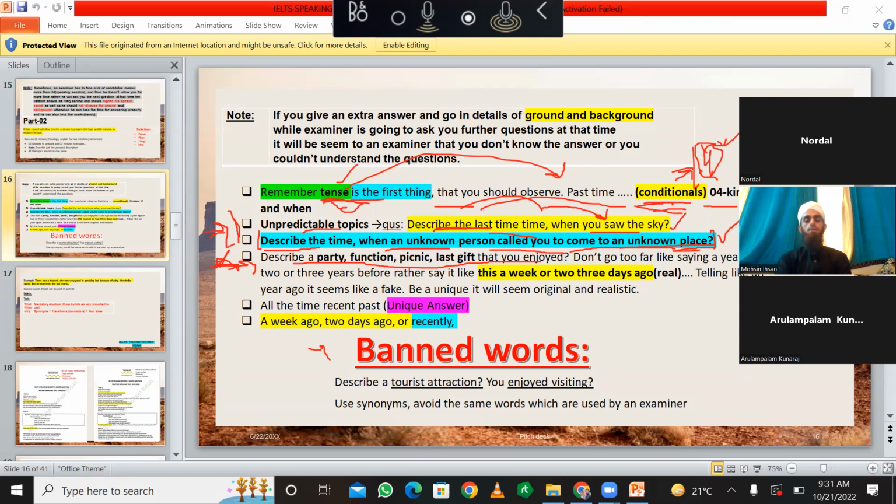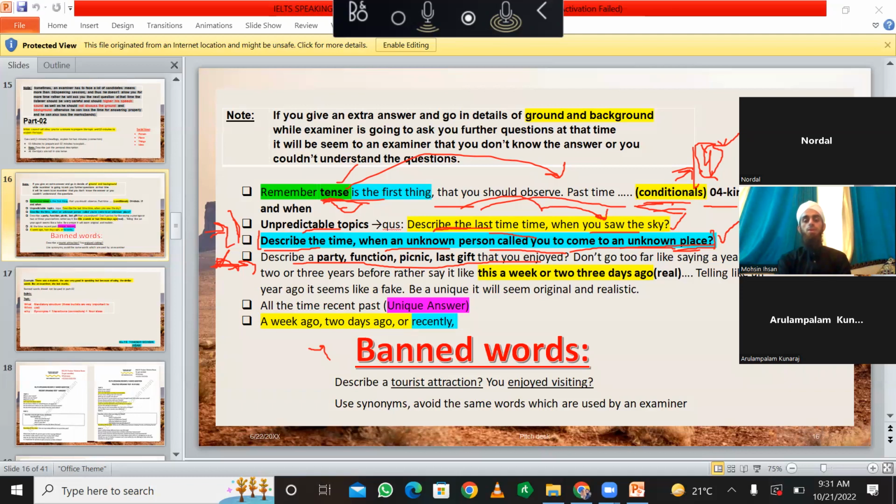Next thing, all of you are supposed to use "a week ago", "2 days ago", or "recently" when the examiner asks you a question regarding past time, something you have enjoyed, something you have done so far, or something you have passed through. Especially if a cue card question is asked regarding your past, you should not say 2 years ago, a month ago, 3 months. No, this seems a little bit fake, right?